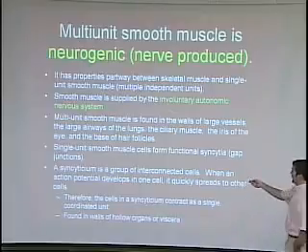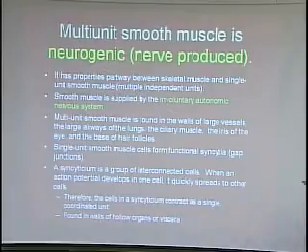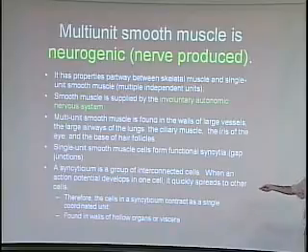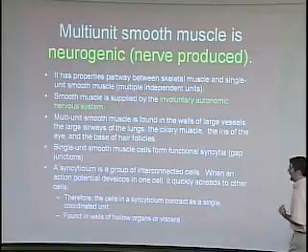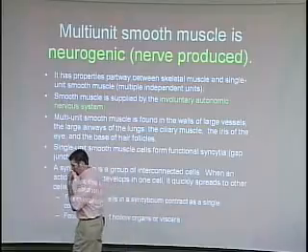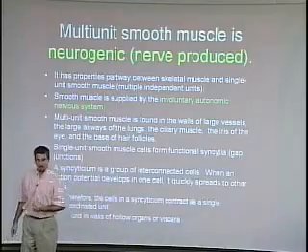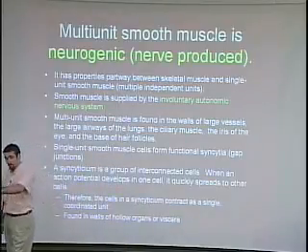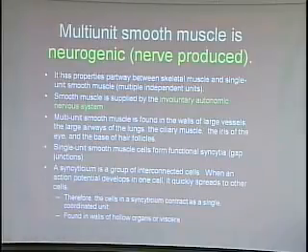Okay? It's got properties partway between skeletal and single unit smooth muscle, but that doesn't help you until I talk about single unit smooth muscle. So we'll get there in a second. Where you're going to find this: blood vessels, tubes like in the lungs, the ciliary muscle up here in your eye, the iris, the base of your hair follicles. These are all a little more complicated. They don't seem like it, but they're actually a little more complicated in terms of recruitment and the different types of muscles involved. So that would be multi-unit smooth muscle.